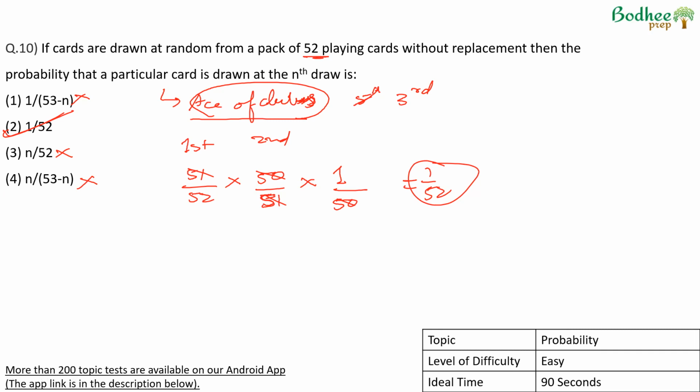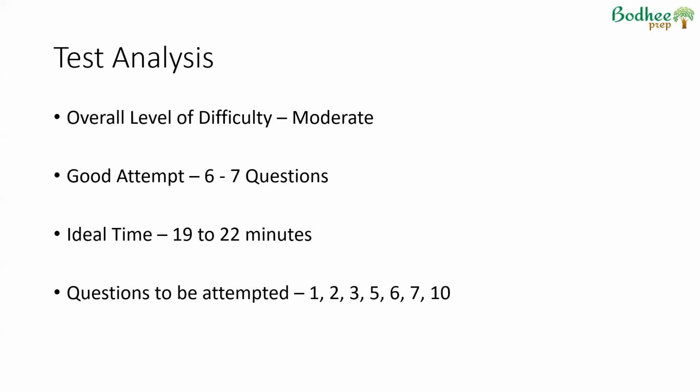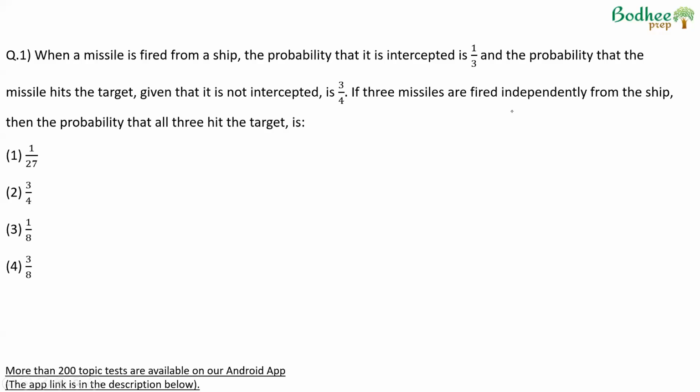So, if you look at the overall test, moderate level, 20 minutes, 7 questions. For me, my 7 questions will be 1, 2, 3, 5, 6, 7, 10, which are these. Again, attempting this because easy numbers and I think seems doable.